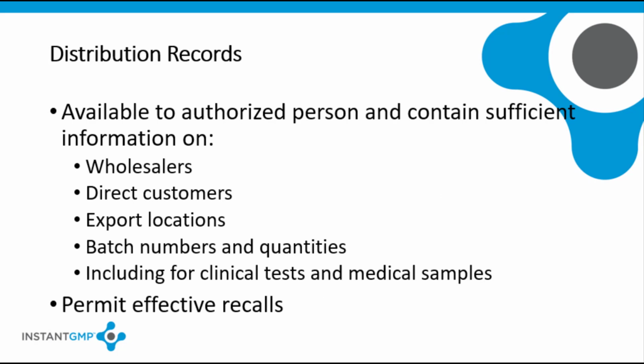Each company must maintain records and accurate information on the quantity and batch number of any product it distributes to wholesalers or direct customers. The information should include the names, addresses, and telephone numbers of all customers. These distribution records are essential to the success of any recall. This includes clinical tests and medical samples.